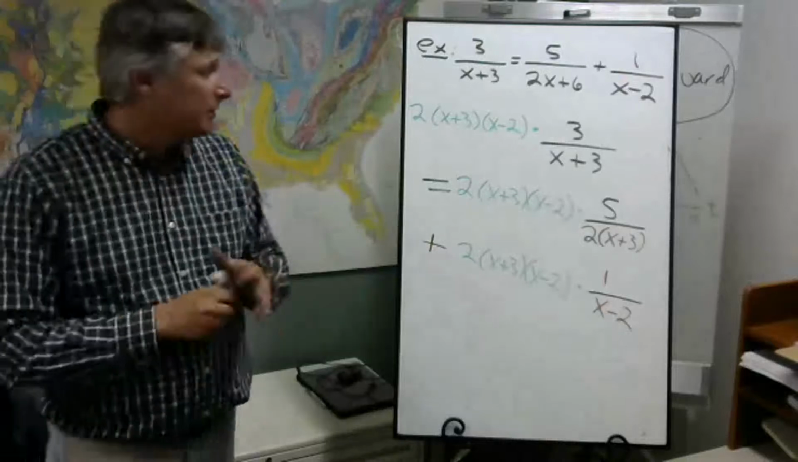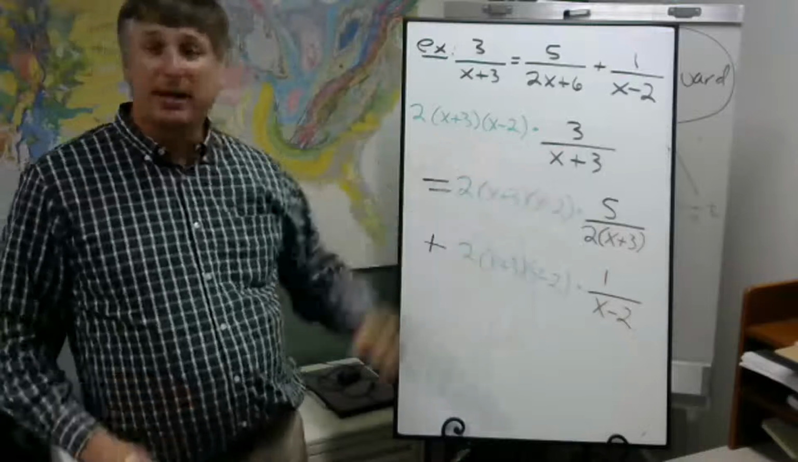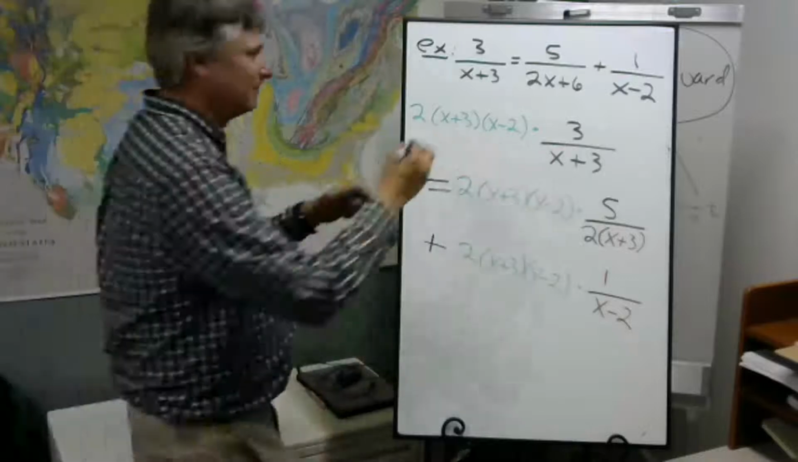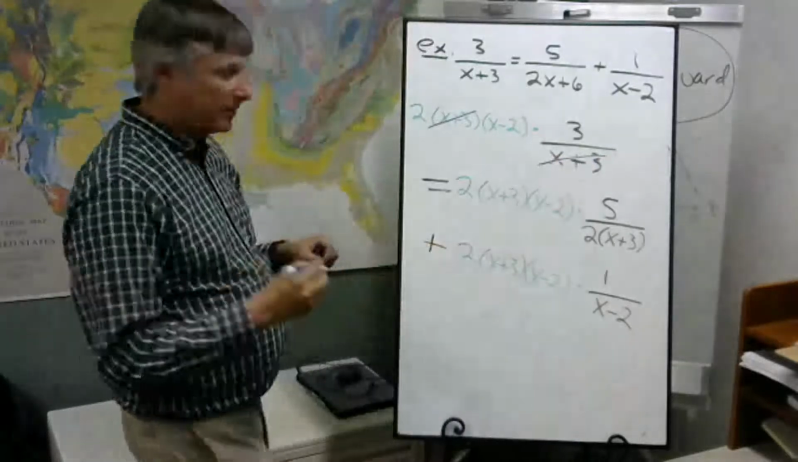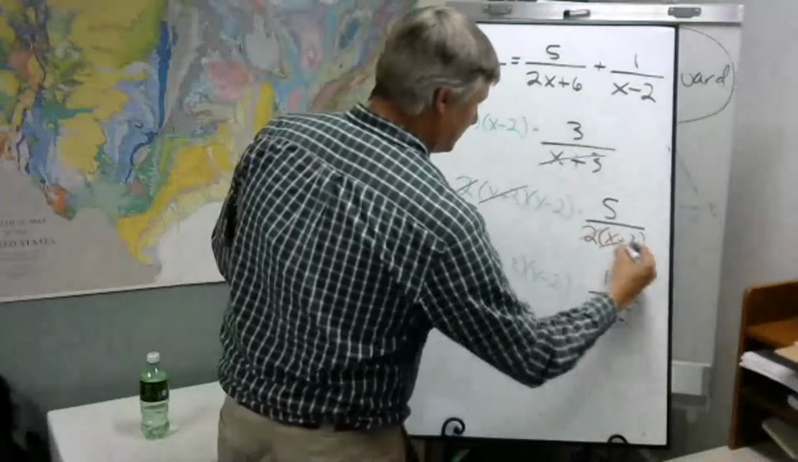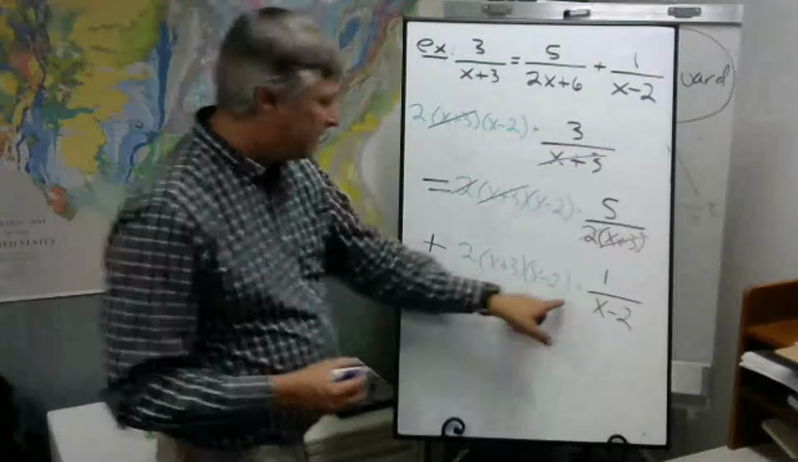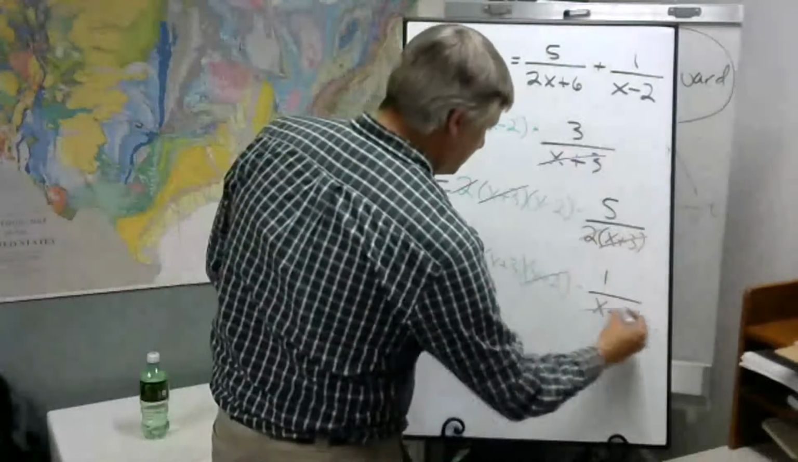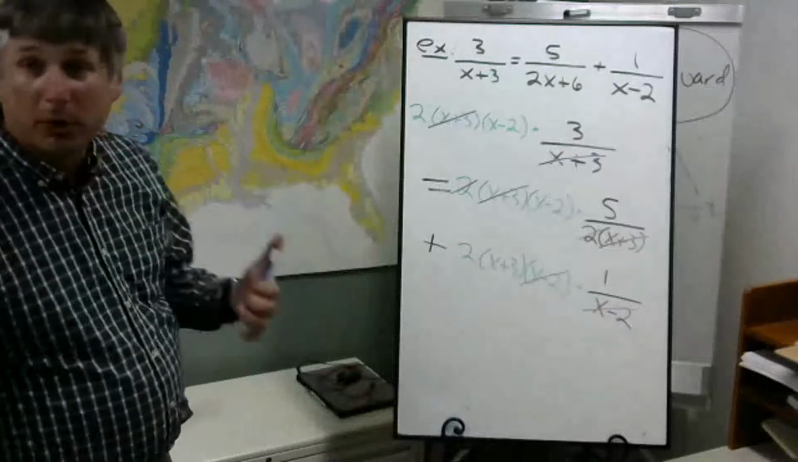So now let's look for cancellation. Well, here, x plus 3 and x plus 3 are going to cancel. Over here, the 2 will cancel, and the x plus 3 will also cancel. And then here, the x minus 2, that goes away. So what are we left with?